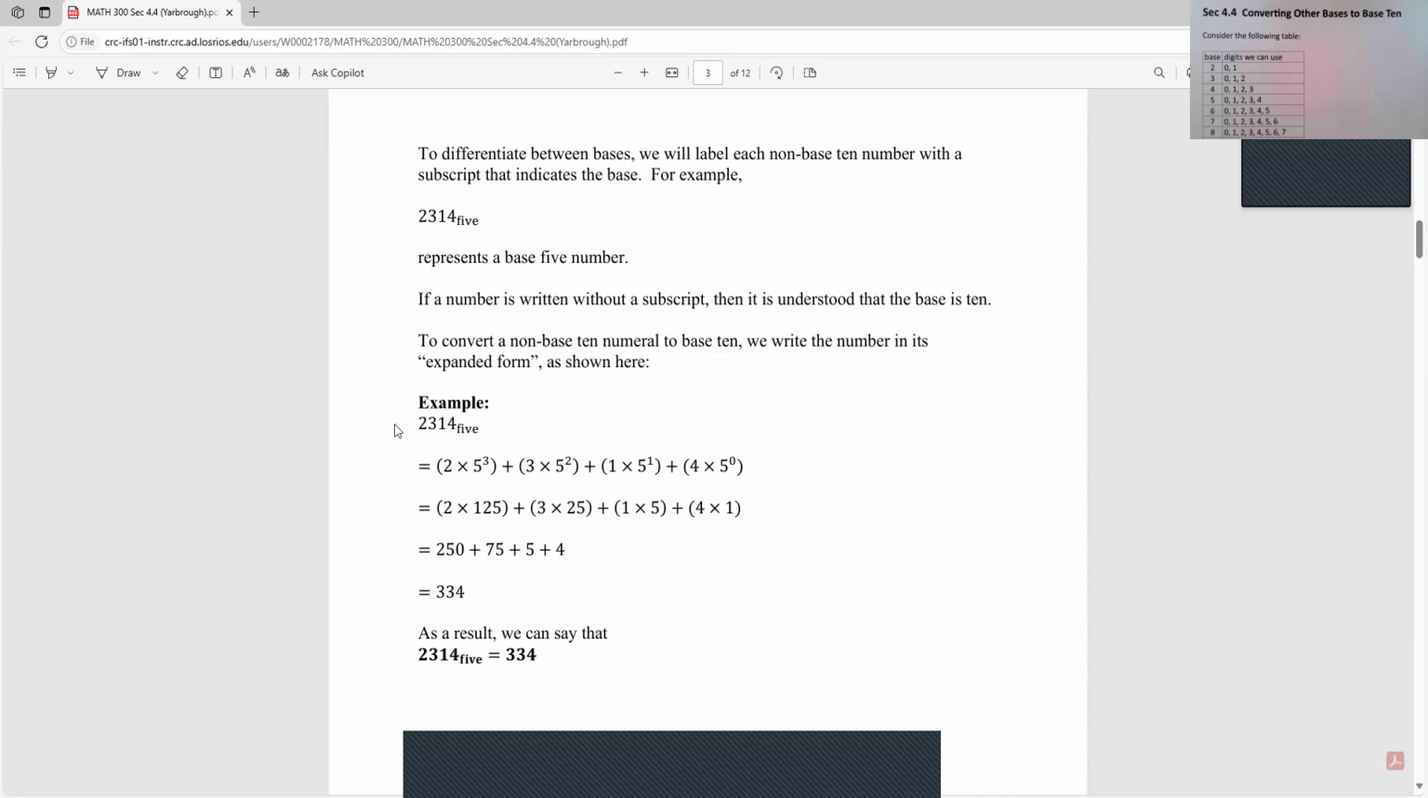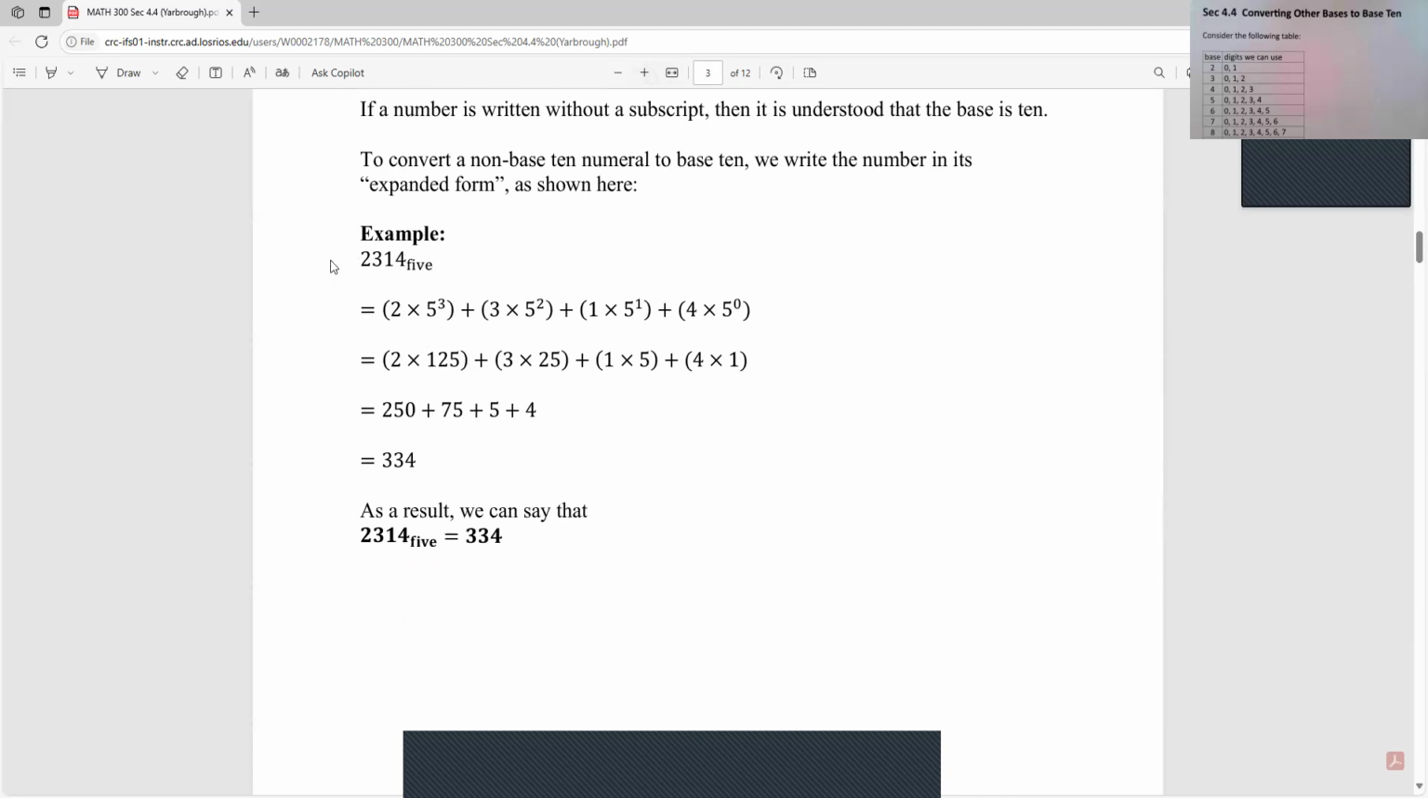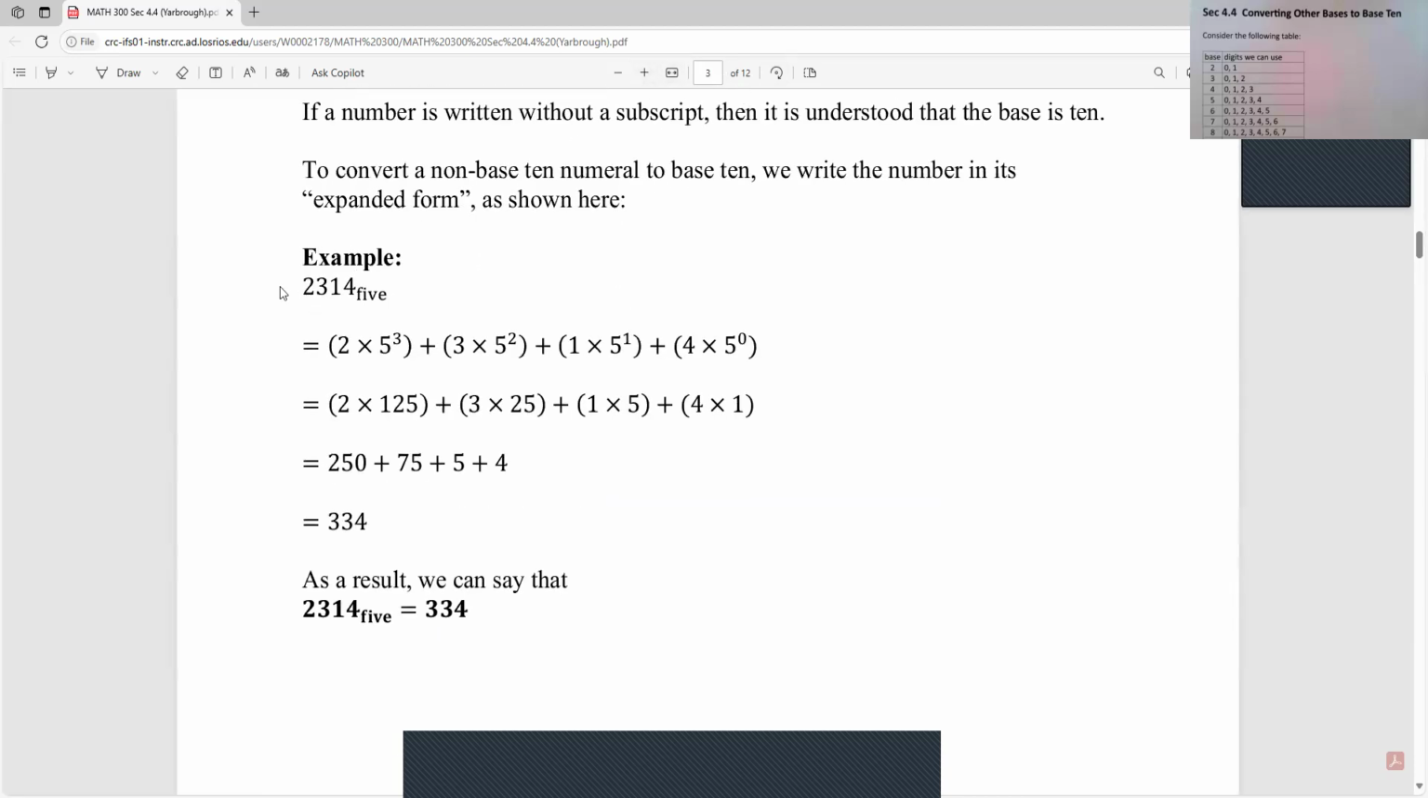So if we're trying to start with 2314 base 5, we start with 2314 base 5. If you remember from what we spoke about in the last section about the Babylonians and our number system, and how base 10 compares to base 60, the number on the far right is always the ones place, right? And as far as we're concerned, that is considered the ones place because 10 to the 0 is 1.